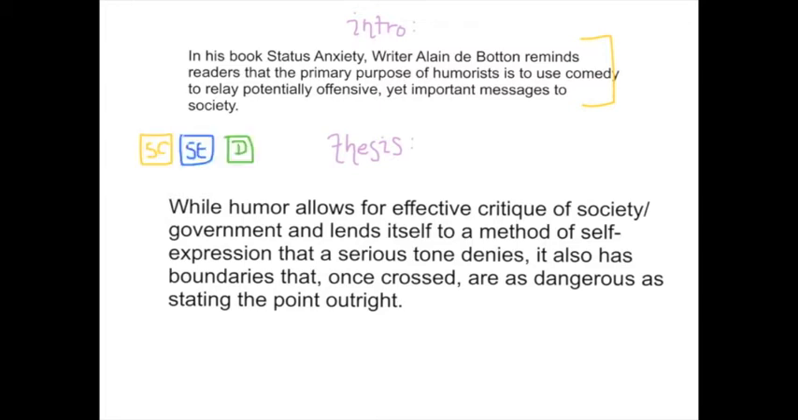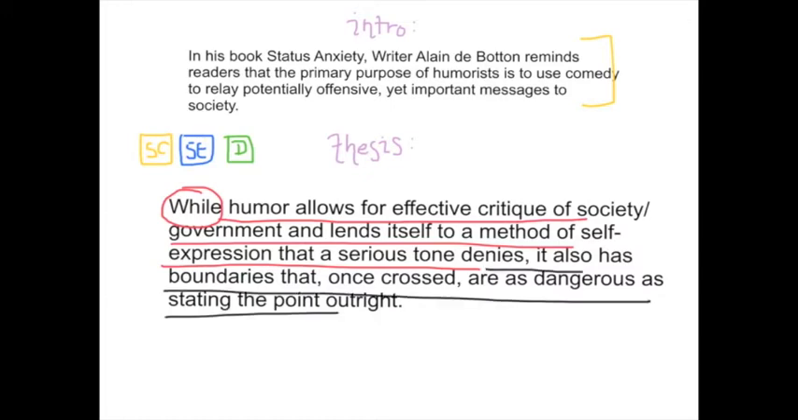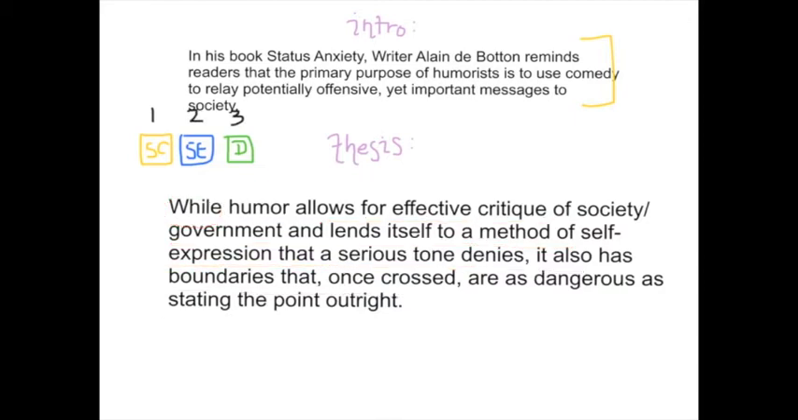I have now translated them into a while construction. The first part is my concession, and my second part is the assertion. And really this is going to be setting me up for my 3-body paragraph, and I'm going to prove all these points: that there is a critique of society, I'll be talking about Stephen Colbert. For the self-expression, I'll be talking about David Rakoff. And then finally, I will prove the point that there is a boundary that Alain de Botton did not consider, or that his quote does not address. And that is where I'll bring up the Muhammad cartoon controversy.